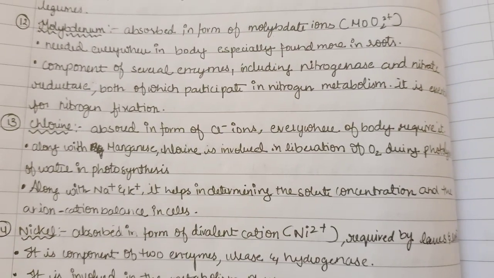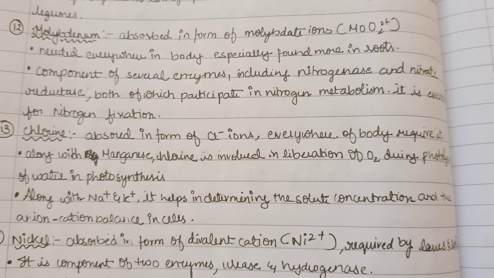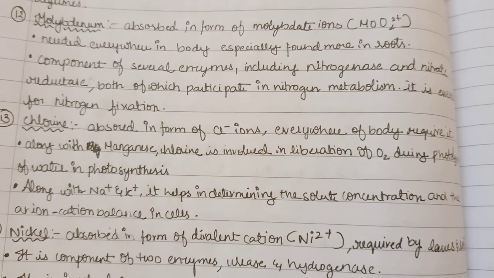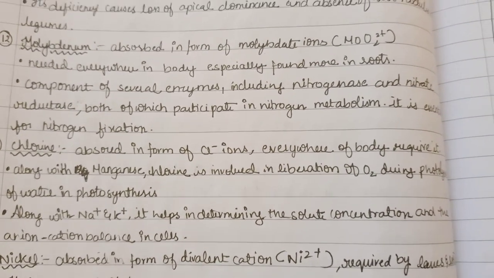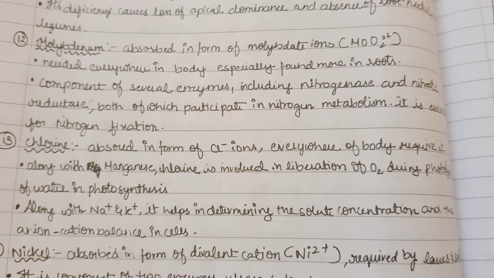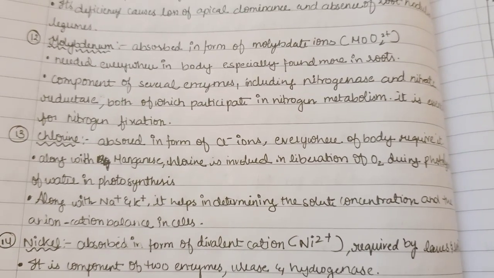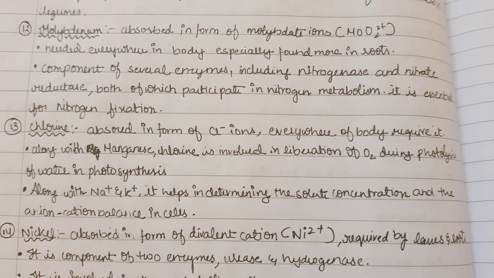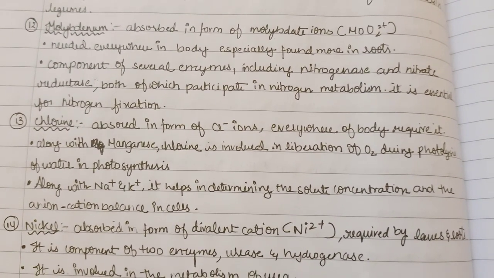Now chlorine, it is absorbed in the form of Cl- ions, required everywhere in the body. Along with manganese, chlorine is involved in liberation of O2 during photolysis of water in photosynthesis. Along with Na+ and K+, it helps in determining the solute concentration and anion cation balance in cells.